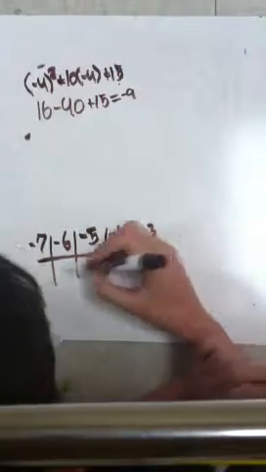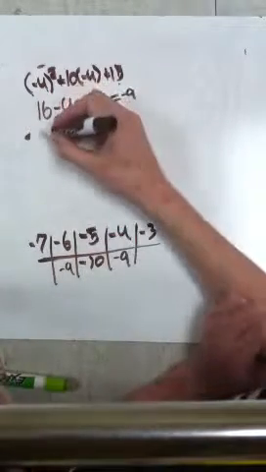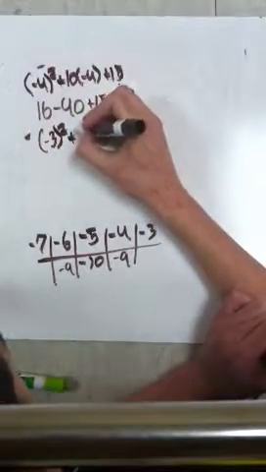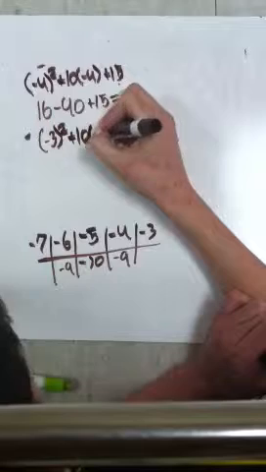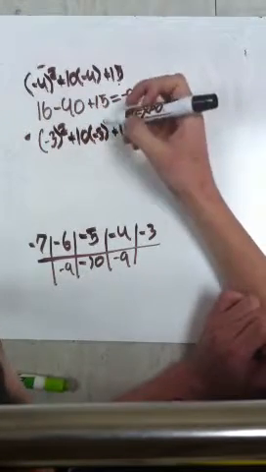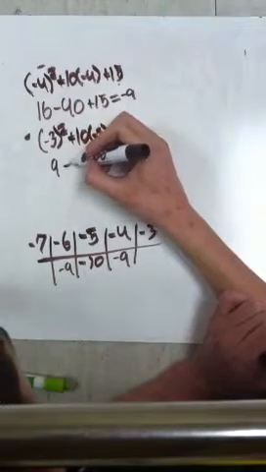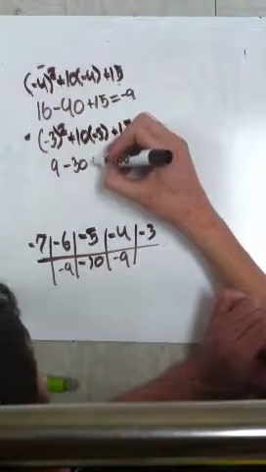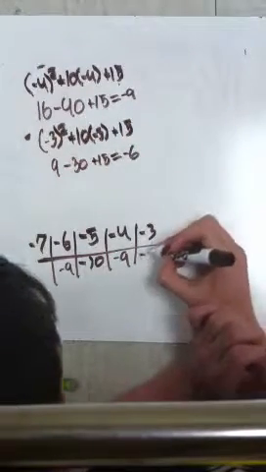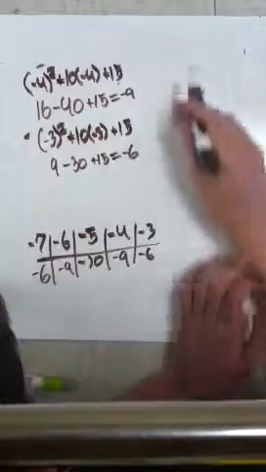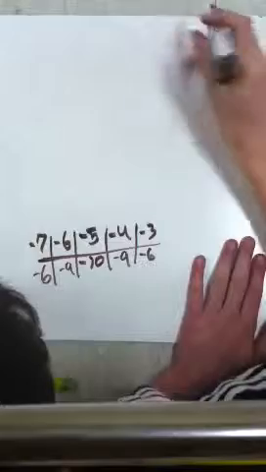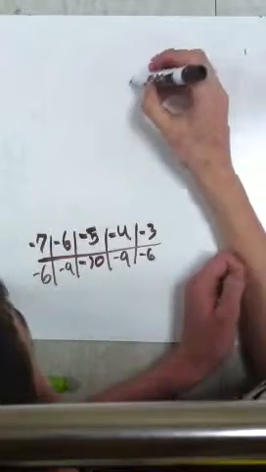And so the next point we're going to substitute for is negative 3. So we're going to do negative 3 squared plus 10 times negative 3 plus 15. So that equals 9 minus 30 plus 15 equals negative 6. And so for negative 4 and negative 6, the values are negative 9. In negative 3 and negative 7, the values are negative 6.